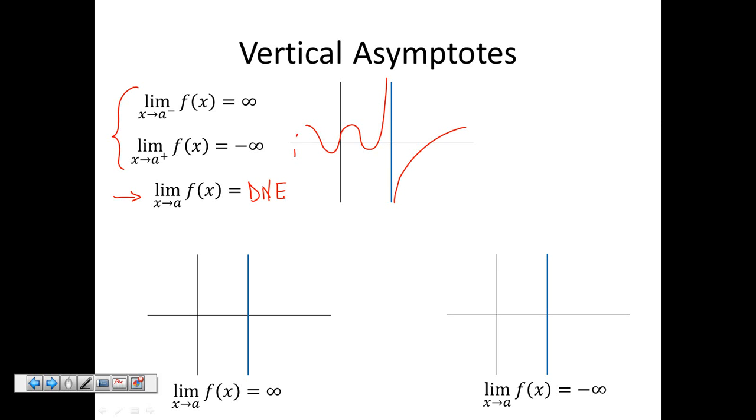Now if we say that the limit as x approaches a is equal to infinity, that means that the graph is going up as we come from both sides. So in this case, the limit is going to infinity from both the left and from the right. Our last one, the limit as x approaches a of the function is equal to negative infinity. That means that the graph is going down as we approach this asymptote at a from both sides.